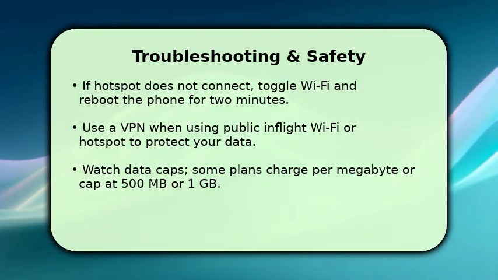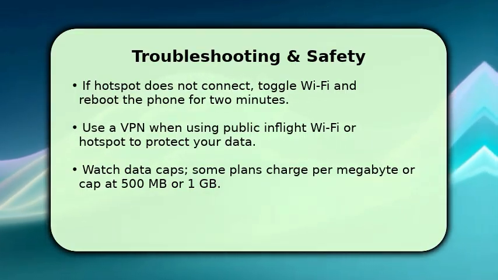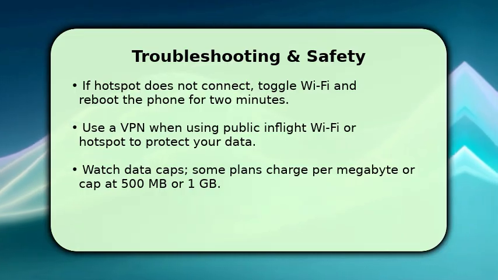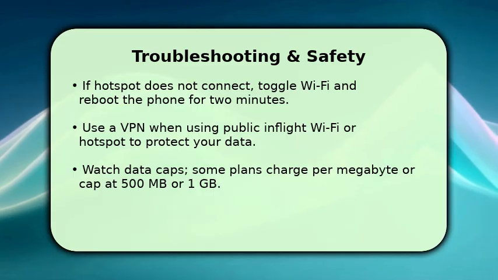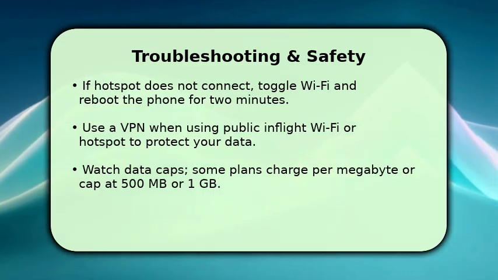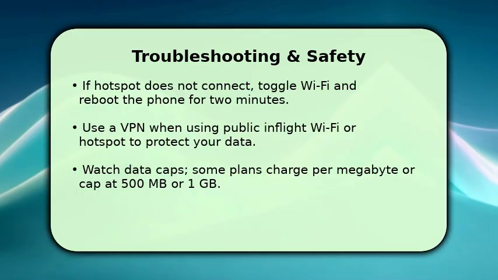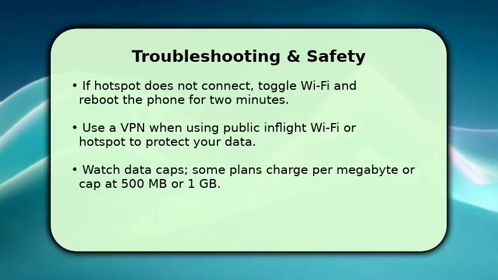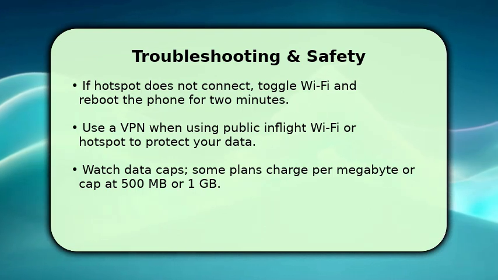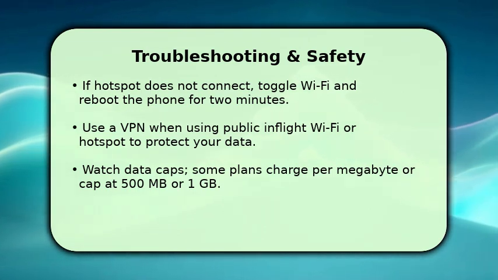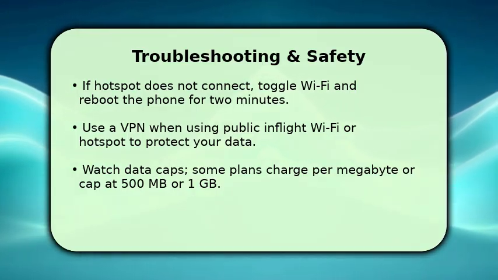Use a VPN when using public in-flight Wi-Fi or hotspot to protect your data. Watch data caps. Some plans charge per megabyte or cap at 500 MB or 1 GB. Turn off automatic backups and app updates while sharing your hotspot to avoid surprises. Keep devices on airplane mode with Wi-Fi enabled to comply with regulations and safety. Report persistent issues after landing and check your carrier for specific hotspot limits.